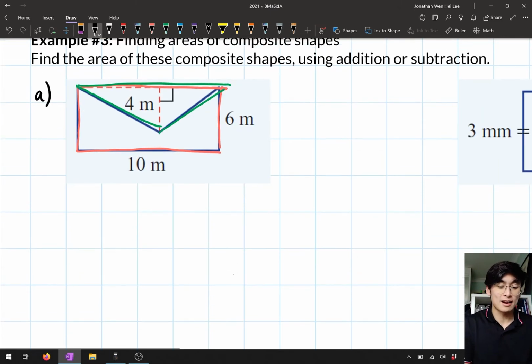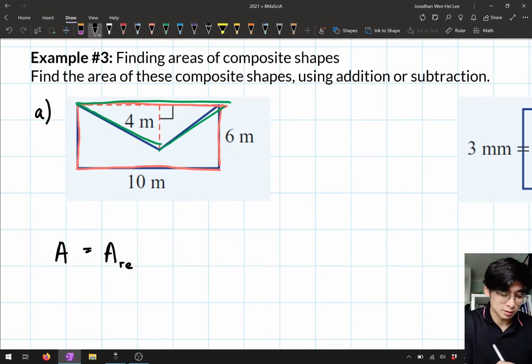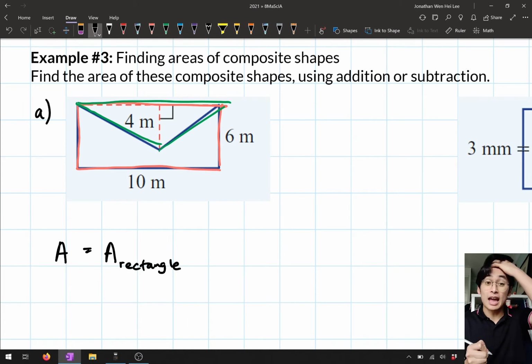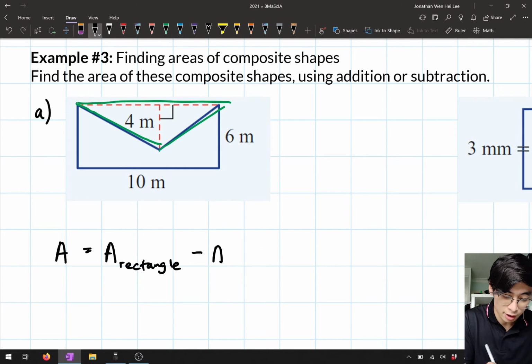So I'm actually going to write down an equation just to help me figure out how to find this area. So area, I started off with my pink rectangle. So I'm going to write A, and just to show that it's for my rectangle, I'm going to write a little subscript. Subscript just means I'm specifying which one it is. A of my rectangle. So the area of my rectangle. And then from my area of my rectangle, what did I do? I subtracted the green area, that green area of my triangle. So I'm going to subtract the area of my triangle.